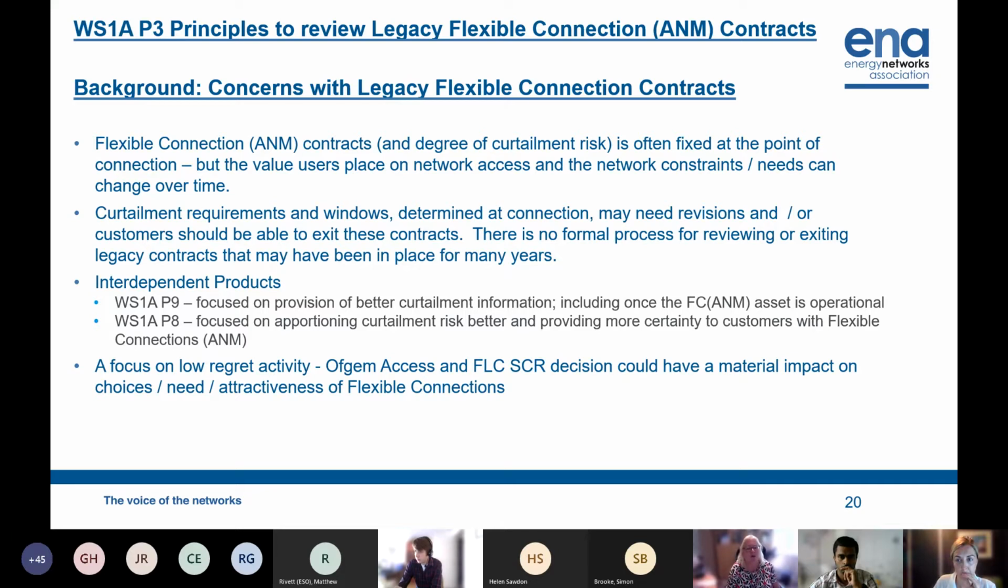And there was a perception or a concern that the curtailment requirements and the windows that are determined at the time of connection may need changing over time. And also that some customers may feel that they want to get out of these contracts and exit them to go on to a more firm contract.